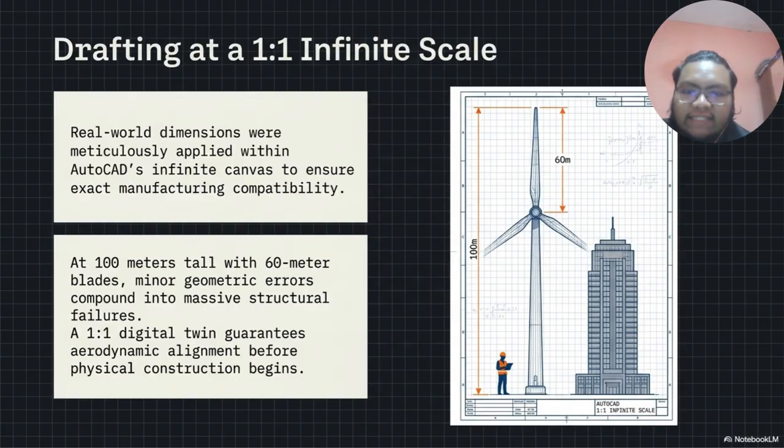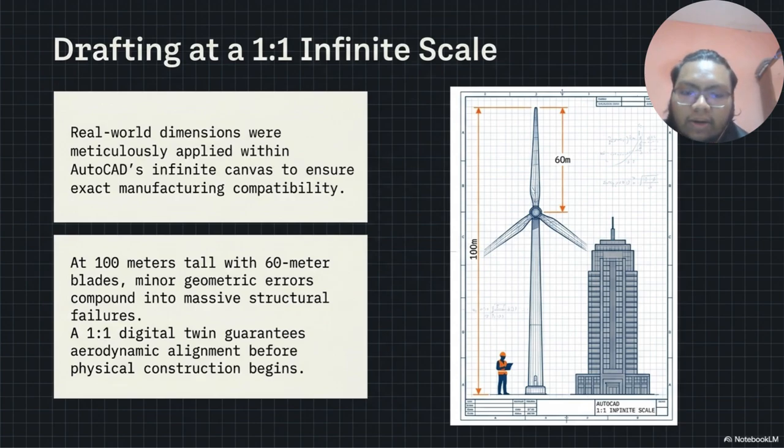Because of the sheer physical scale of this asset, traditional scaling methods can introduce math errors. That is why we utilize AutoCAD's infinite canvas to draft a strict one-to-one scale using real-world dimensions. This ensures exact compatibility during manufacturing. To put this into perspective, look at the scale comparison on the right. When you are dealing with a machine that stands 100 meters tall with 60-meter blades rivaling the height of a commercial high-rise building, the tolerances are incredibly unforgiving.